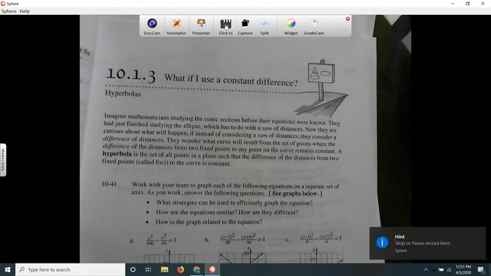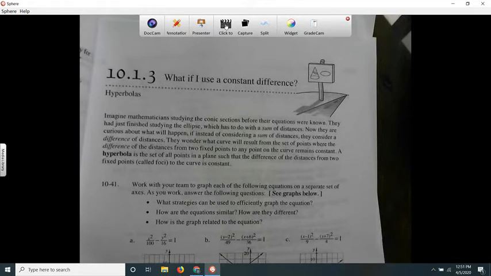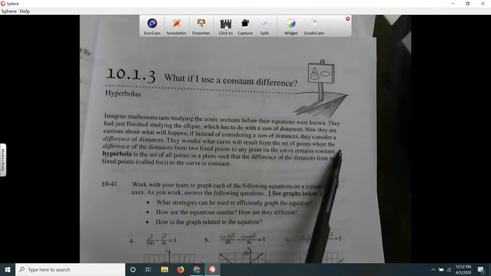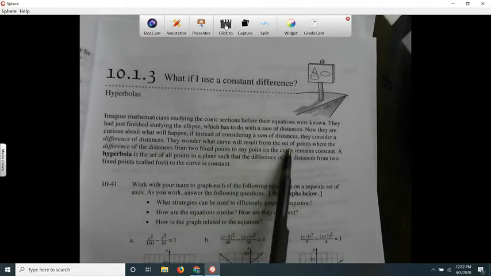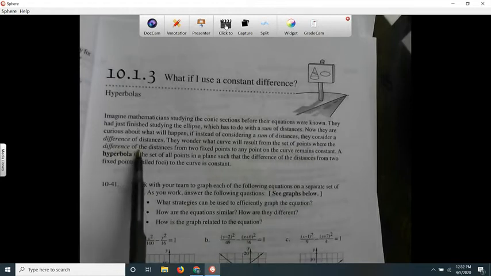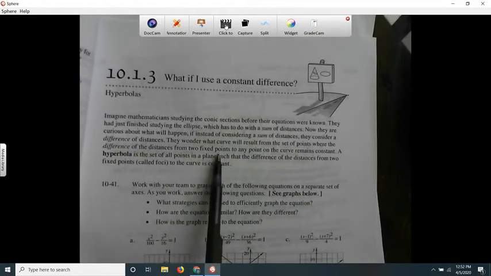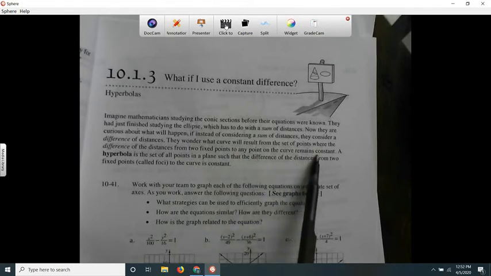Here's Pre-Calc lecture 10.1.3. It's about hyperbolas. It says, imagine mathematicians studying the conic sections before their equations were known. They had just finished studying the ellipse, which has to do with the sum of distances. Now they are curious about what will happen if instead of considering a sum of distances, they consider a difference of distances. They wonder what curve will result from the set of points where the difference of the distances from two fixed points to any point on the curve remains constant.